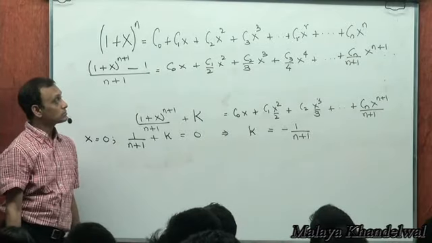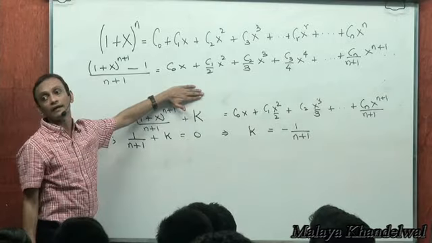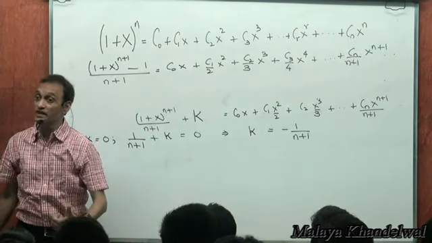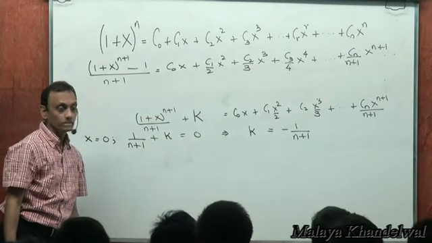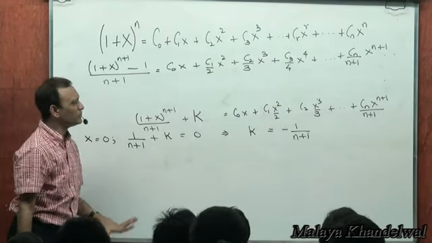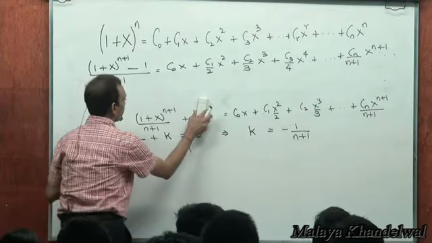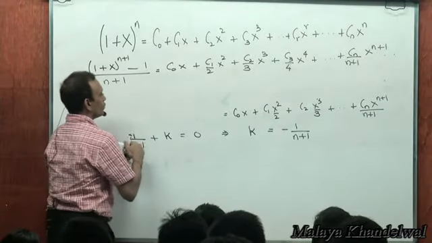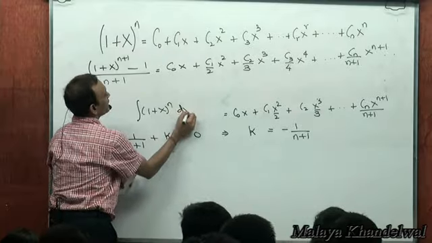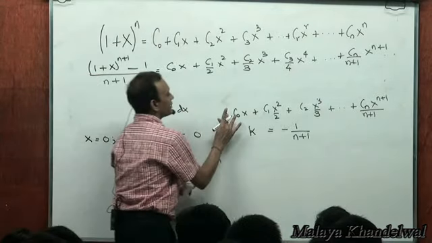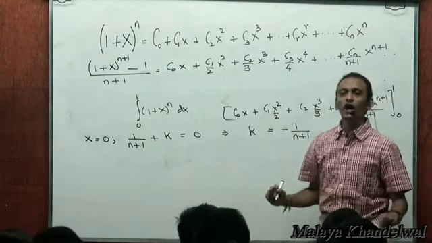Now, let me obtain this result without calculus, without using integration. All right. Now, one more thing. If you didn't want to obtain a k like this, then when you integrated the whole thing, you could have integrated (1 plus x) to the power n dx from 0 to 1, and the right hand side also from 0 to 1, then the k will not appear.